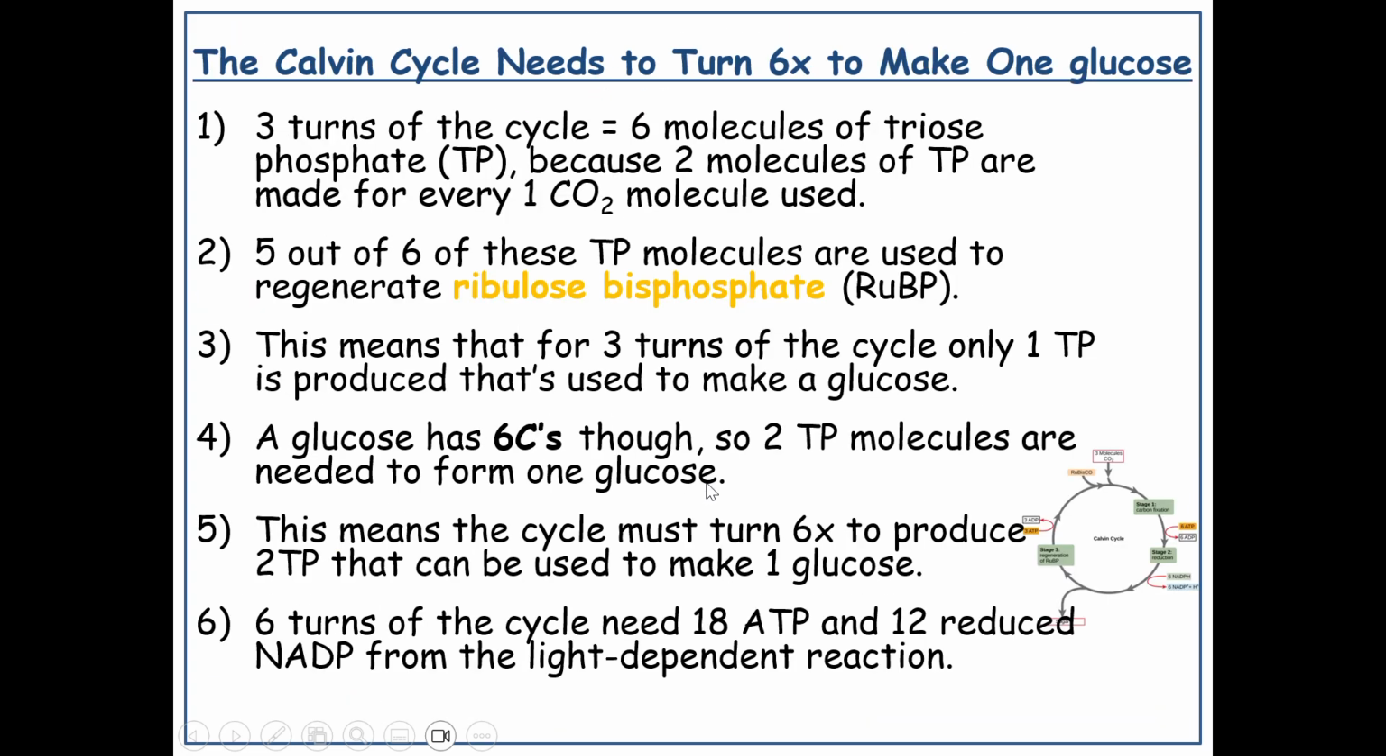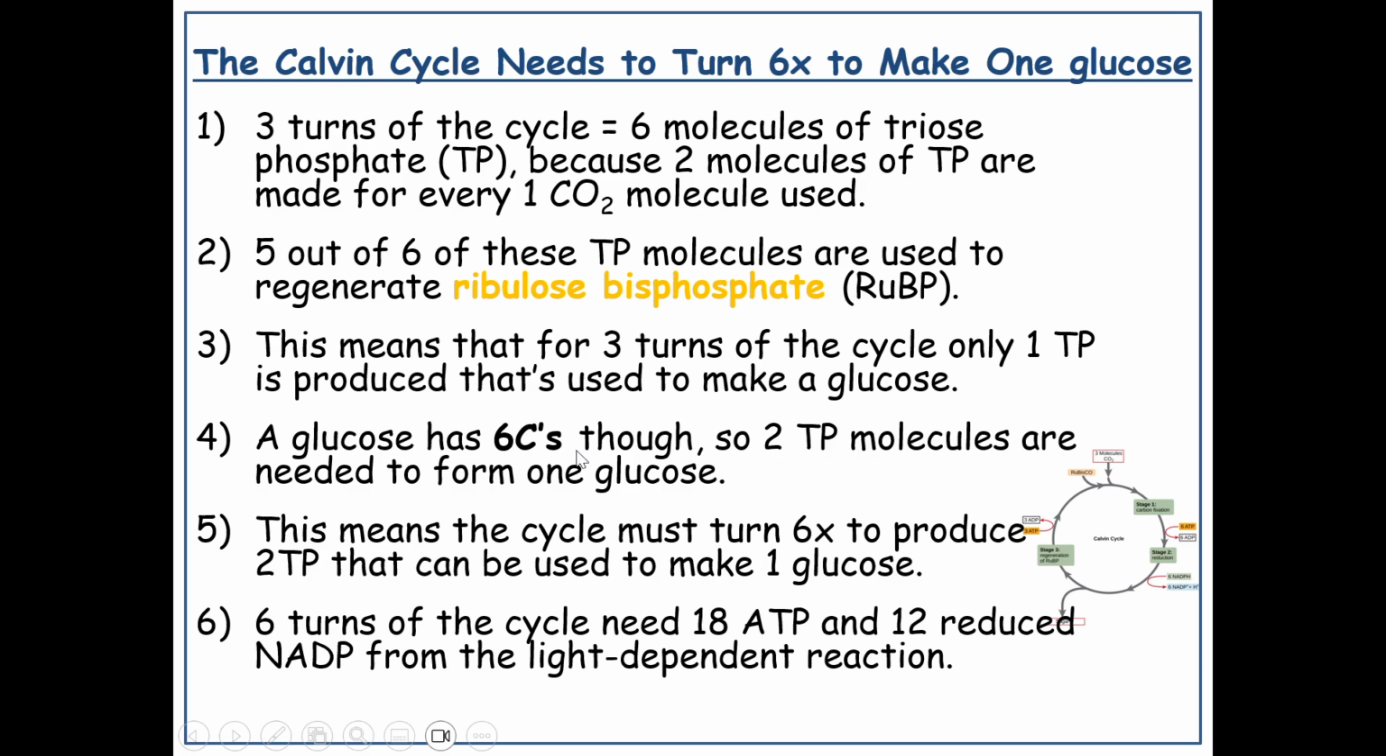The Calvin cycle needs to turn 6 times just to make 1 glucose. In 3 turns of the cycle, 6 molecules of triose phosphate are made, because 2 molecules of TP are made for every 1 carbon dioxide molecule used. 5 out of 6 of these TP molecules are used to regenerate ribulose biphosphate. This means that for 3 turns of the cycle, only 1 TP is produced that's used to make a glucose.